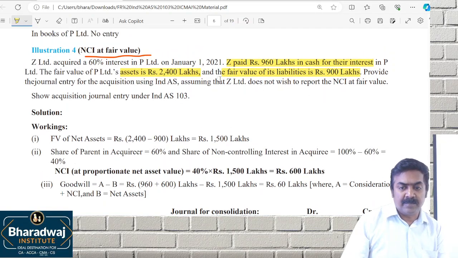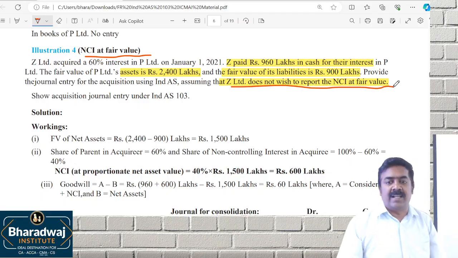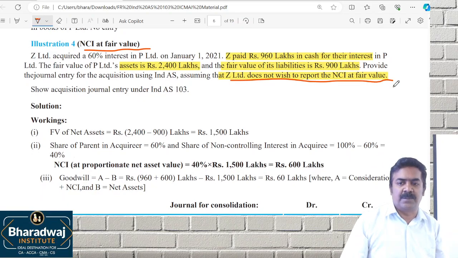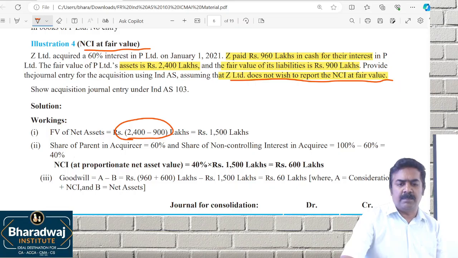Z Limited does not wish to report at which value? Fair value. What is the meaning? Partial goodwill. They want to value NCA using which method? Net assets method or partial goodwill method. So, what is the fair value of net assets? 2,400 minus 900. How much? 1,500 lakhs. We hold 60%.